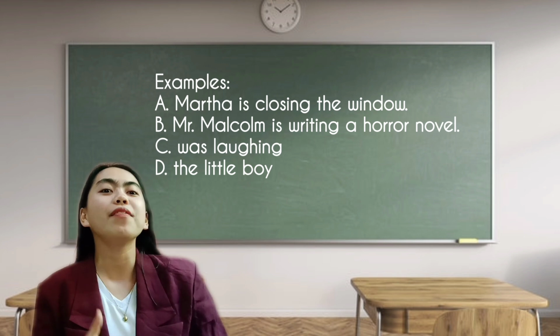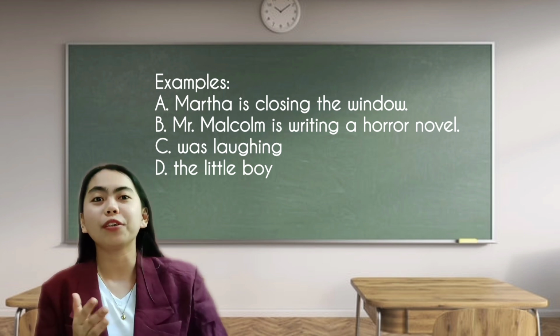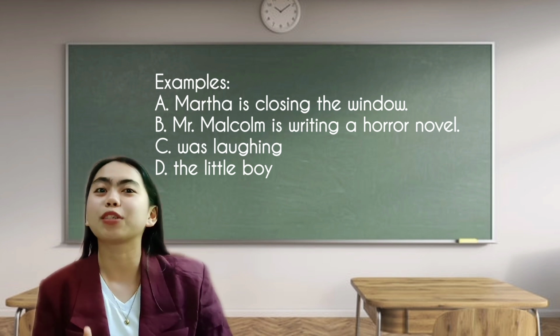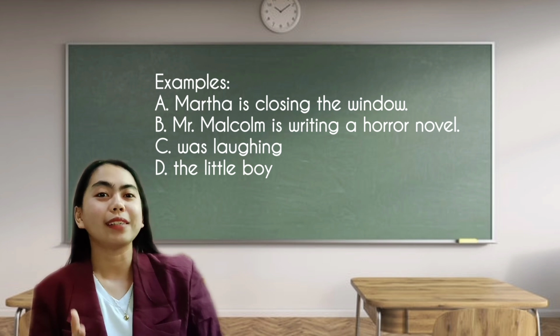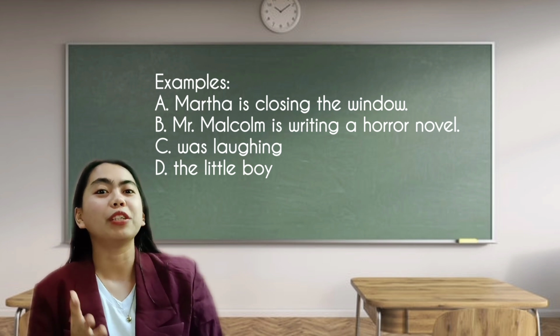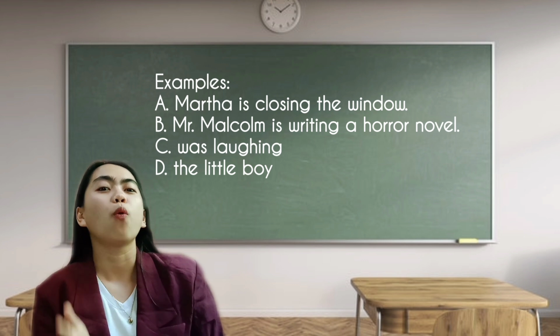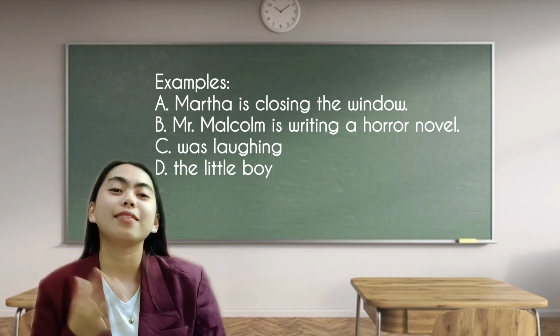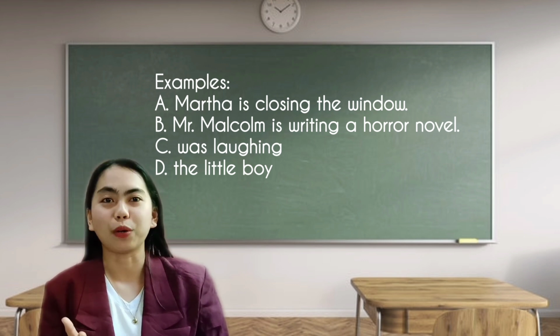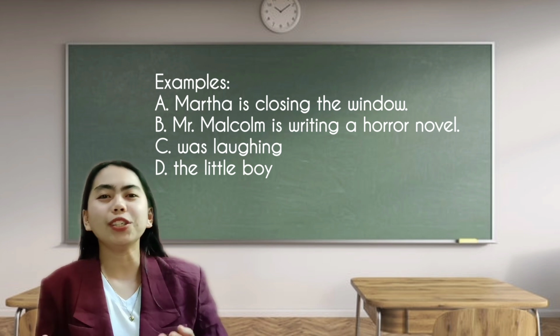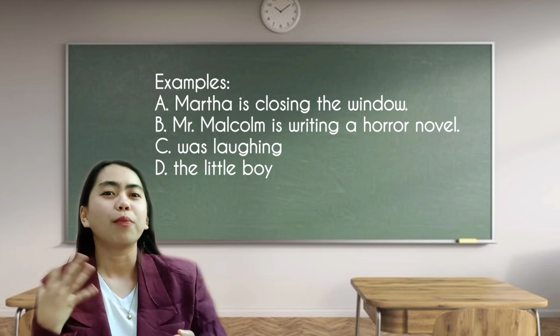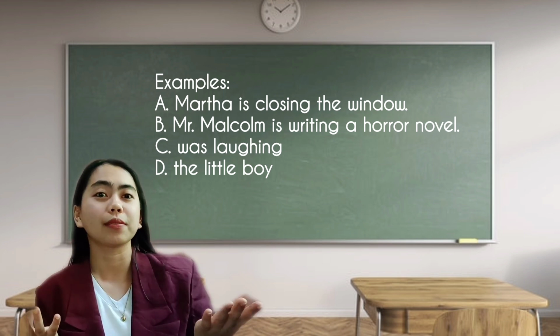So I have examples here. Example letter A is Martha is closing the window. The letter B example is Mr. Malcolm is writing a horror novel. And the example letter C is was laughing. The example letter D is the little boy. So which of the examples do you think is a phrase or a sentence?